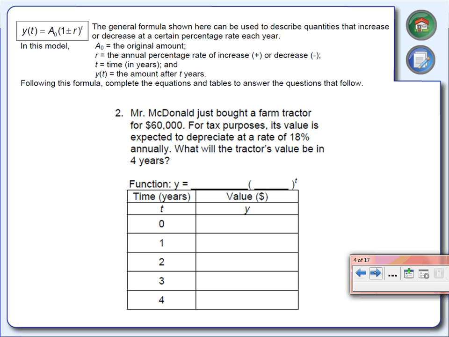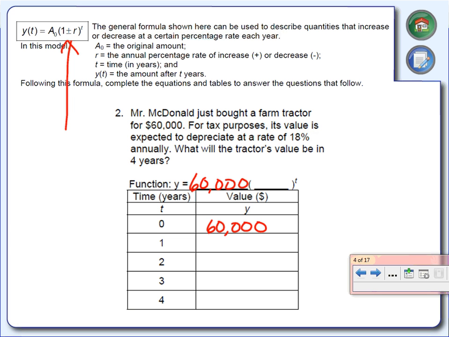All right, so let's see if we can come up with an equation. Remember, I'm trying to come up with an equation. It looks similar to that. A sub naught, the original amount. Do we know the original amount of the tractor? What is it worth? 60,000. That's what he bought it for. 60,000. That's what we're going to see right next to 0.